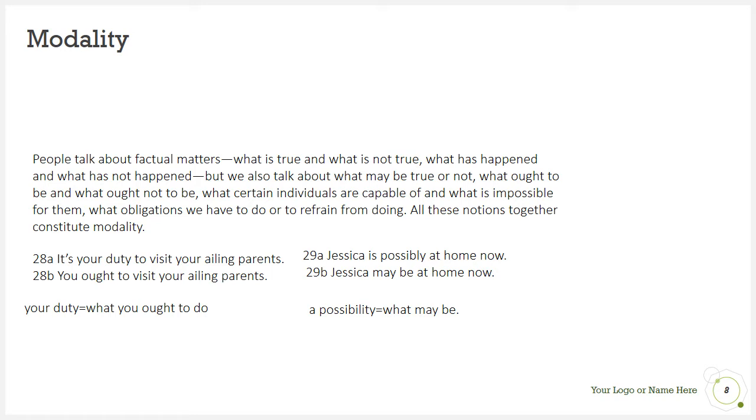Let's look at example 28a. It's your duty to visit your ailing parents. 28b. You ought to visit your ailing parents.